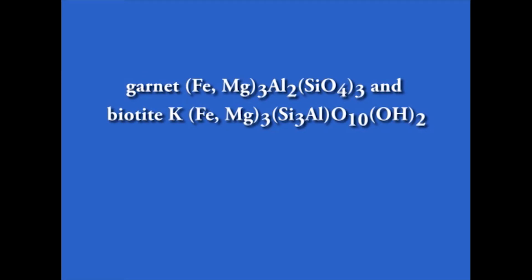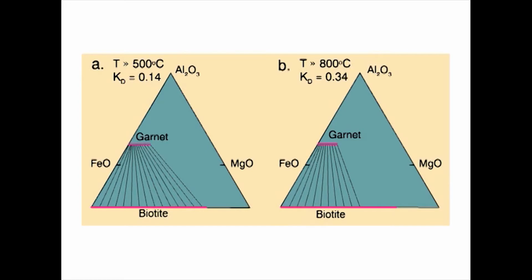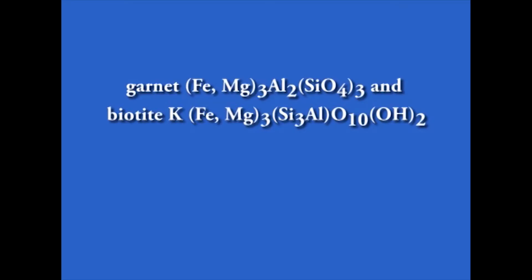Discontinuous reactions are always net transfer reactions. The other type is also known as an exchange reaction, which involves two phases that both share a solid solution exchange, such as sodium by potassium or Fe2+ by Mg. For example, garnet (Fe,Mg)3Al2Si3O12 and biotite K(Fe,Mg)3Si3AlO10(OH)2.